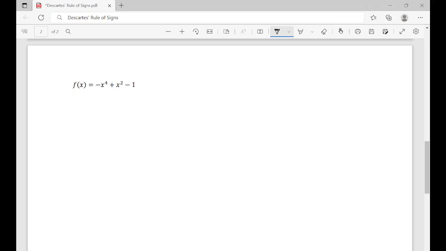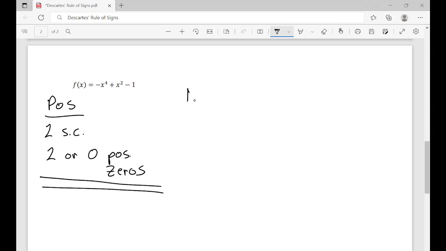And last, f of x equals negative x to the 4th plus x squared minus 1. So again, positive zeros. So it goes from negative to positive to negative. So it goes 1, 2. There are 2 sign changes. So that means there are 2 or 0 positive zeros.